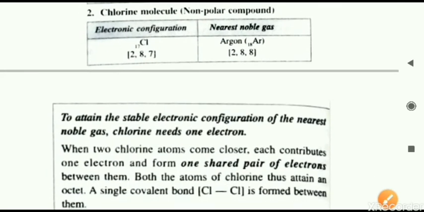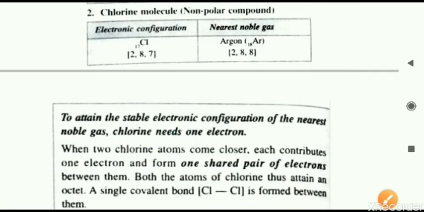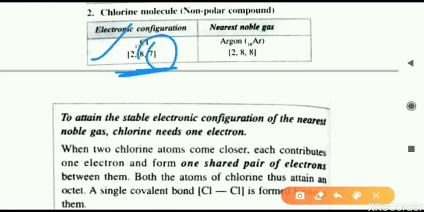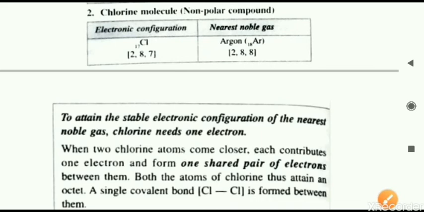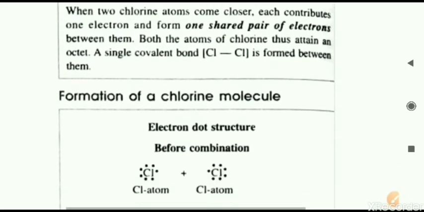Next one now, the chlorine molecule. This is also a non-polar compound because the same element is present in this molecule. Both are the same kind of element, chlorine, so there is no electronegativity difference. Due to this zero electronegativity difference, the molecule is non-polar. You can see here the electronic configuration is given, 2, 8, 7. Outermost electrons are 7. That means only one electron is required to attain the nearest noble gas configuration of argon. That means after the chemical bonding, this molecule will behave like a noble gas, that is argon. So that is the purpose of this bonding.